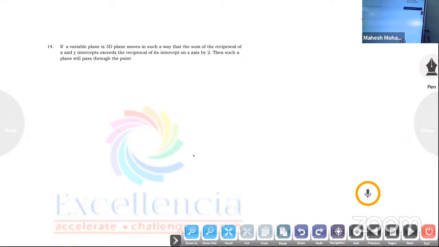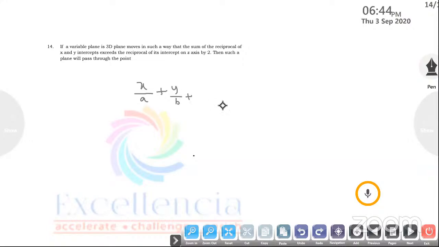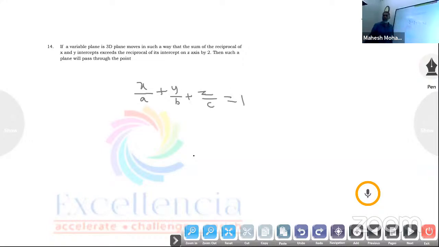If a variable plane in 3D, all of us know the plane is ax plus by plus cz is equal to a constant. But see, the sum of the reciprocals of the intercepts they are saying. Whenever intercepts are given, immediately you should take the plane as x by a plus y by b plus z by c is equal to 1. Whenever they use the word intercept, don't forget: x by a plus y by b plus z by c is equal to 1.